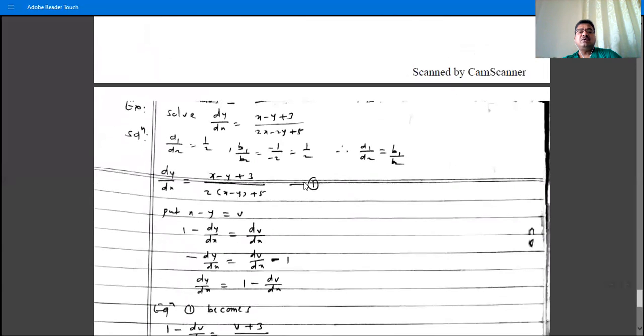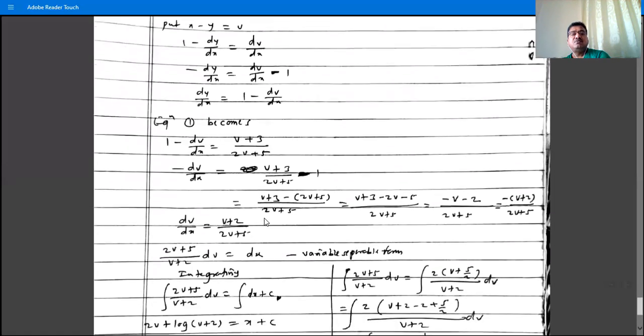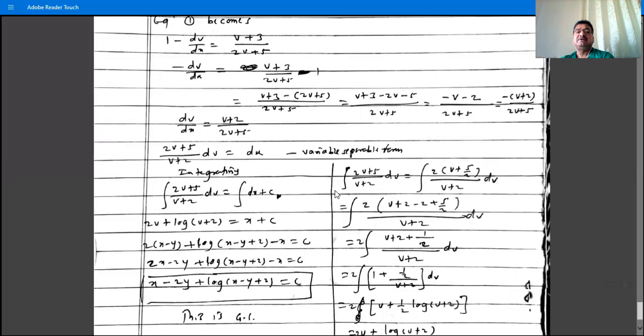So if the ratios are equal, then this non-homogeneous differential equation is directly reduced to the variable separable form.